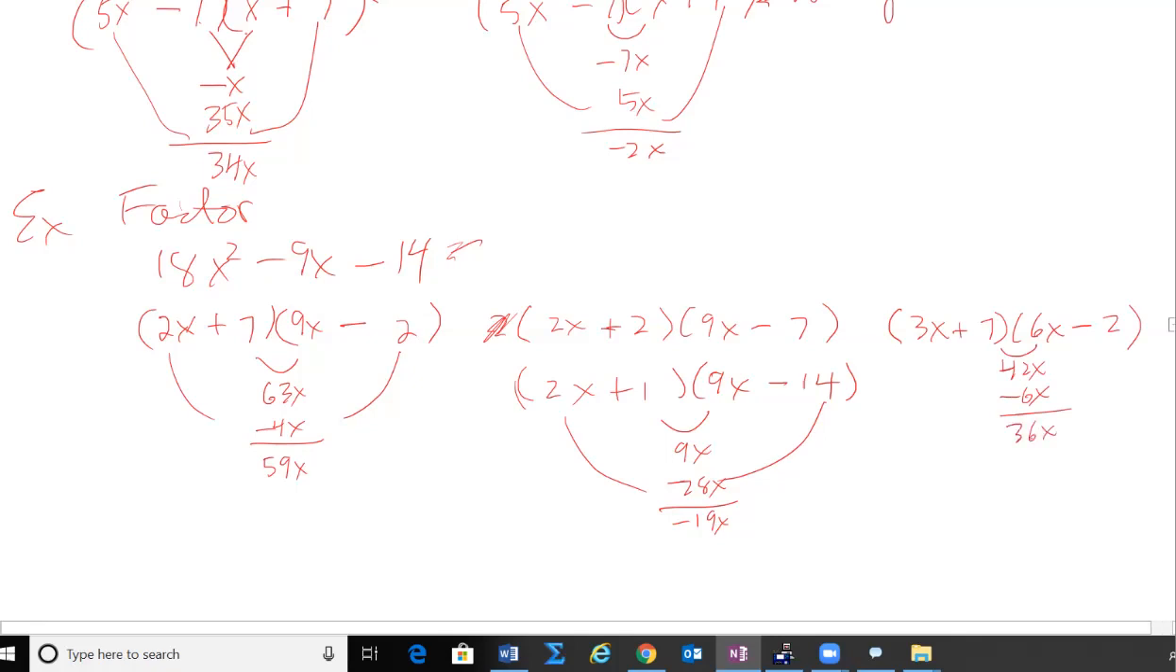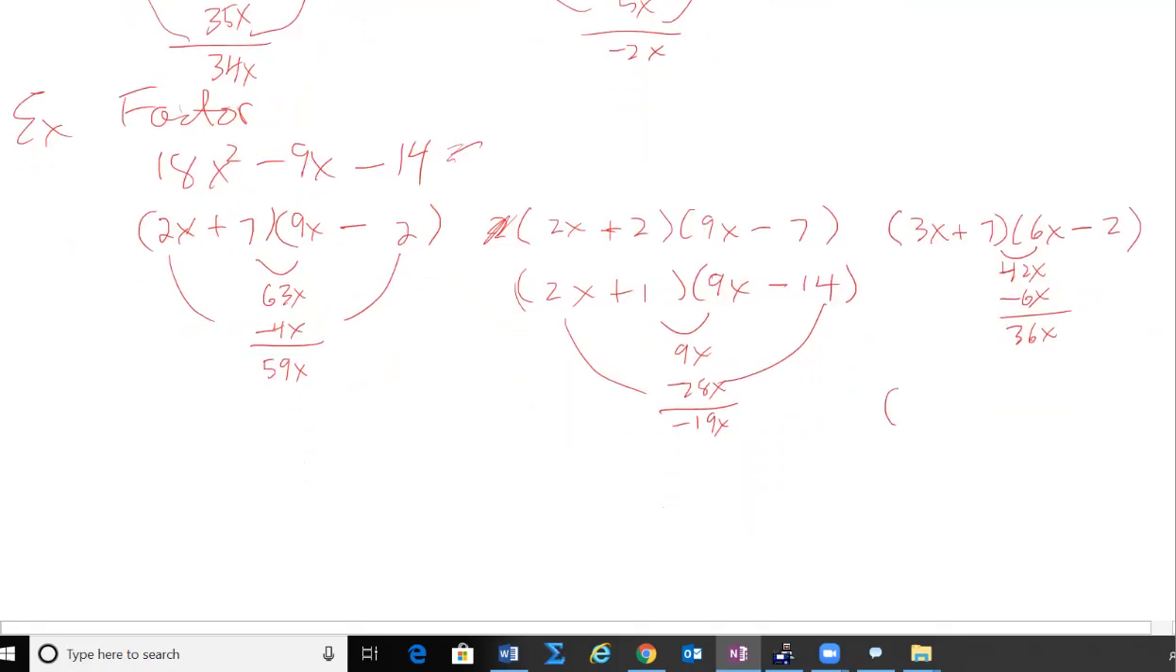Let's try something else. Let's try 3x, 6x. This time I'll put the 7 over here and the 2 here. And I don't know, I'll make this a negative and I'll make this a plus. Okay, so that was a guess. Now in here I'm going to have a 12x, and out here I'm going to have a minus 21x. That's a negative 9x. I finally got it. So it was a lot of work, but I finally got my answer here.